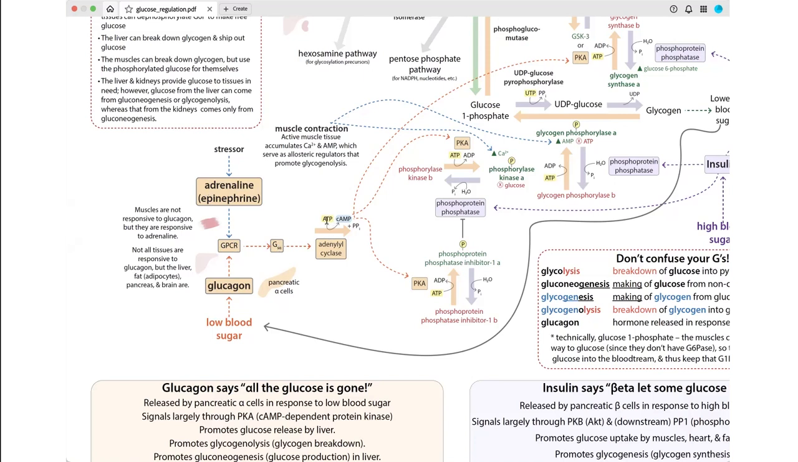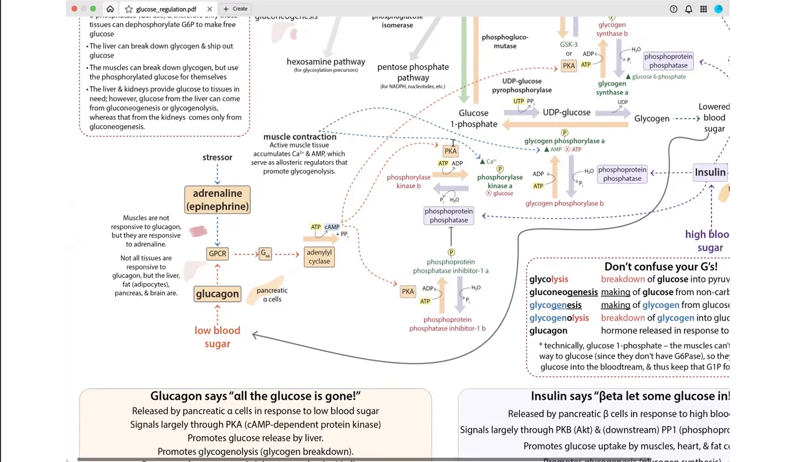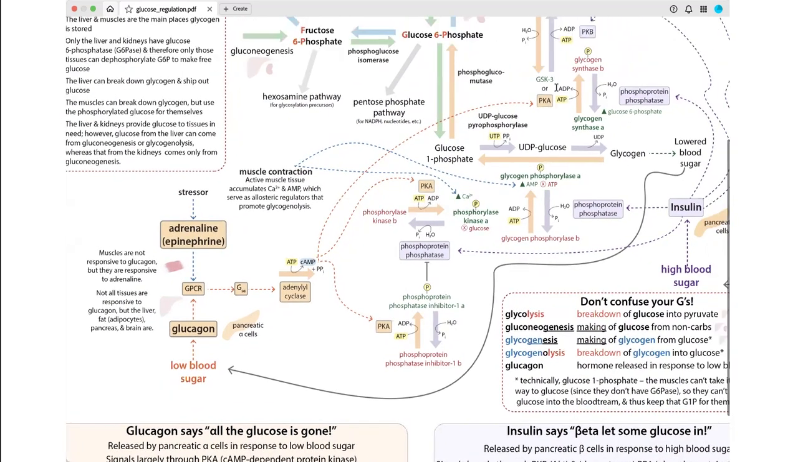When adenylyl cyclase gets stimulated, it converts ATP to cyclic AMP, and that cyclic AMP can then bind to and activate PKA. Now, PKA can then phosphorylate glycogen synthase. And when glycogen synthase is phosphorylated, remember, now it's inactivated. As a result, you are not going to be making the glycogen.